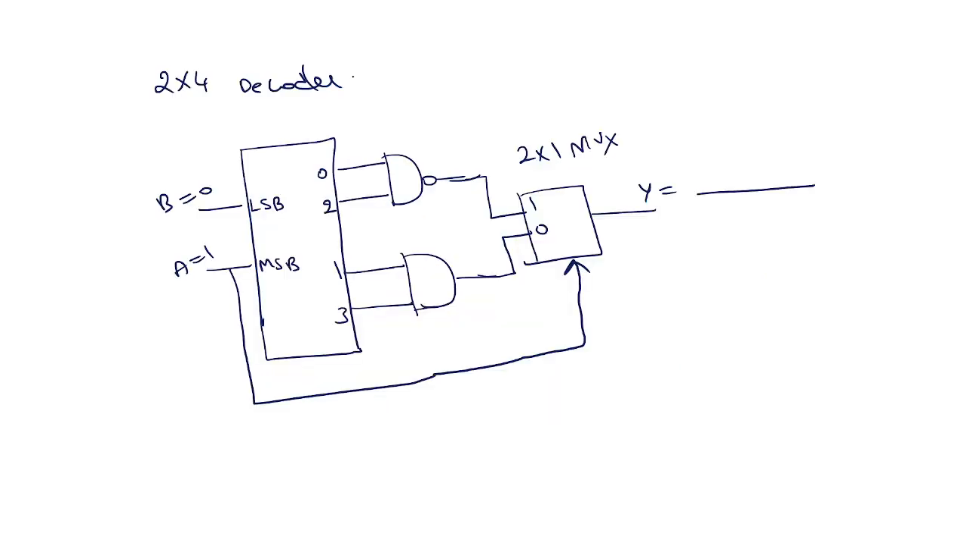Okay, try this next problem. It's a combination of decoder and mux. So this is a 2 by 4 decoder. This A is MSP, B is LSP, and this is a NAND gate. This is an AND gate. This is a 2 by 1 mux. What is the Y? Numerical answer type.